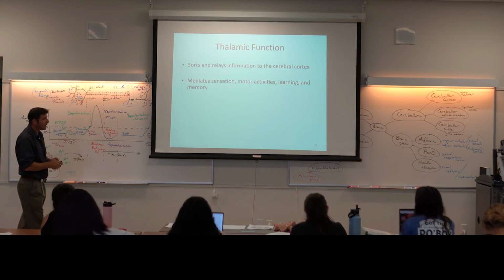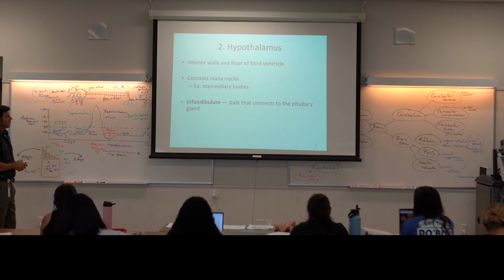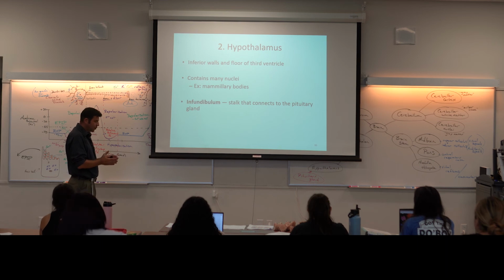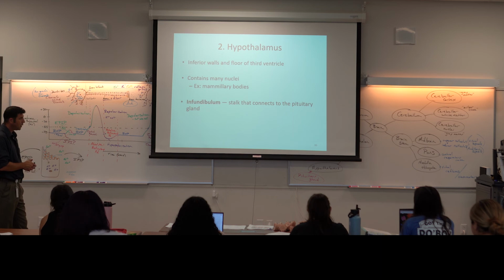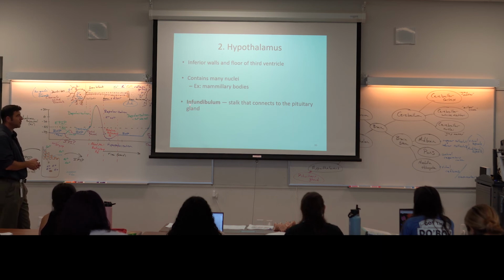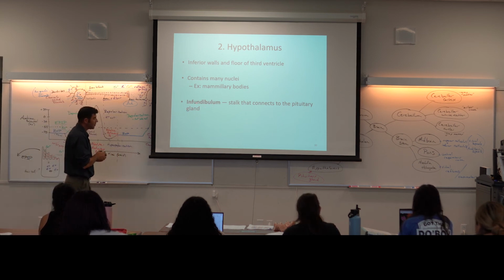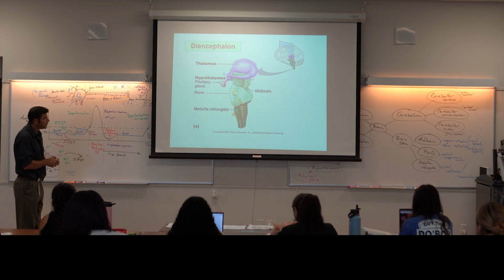We said it functions to relay that sensory information to the cerebral cortex. The hypothalamus sits below the thalamus, that little funnel-shaped area that the pituitary gland is attached to. We'll see the stalk that connects the pituitary gland to the hypothalamus is called the infundibulum. We'll end up drawing that, I think in the next semester. But going back a couple of pictures, that little stalk is the infundibulum that connects this pituitary gland to the hypothalamus.